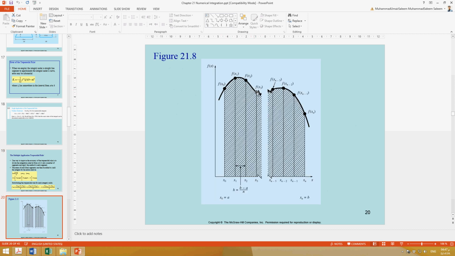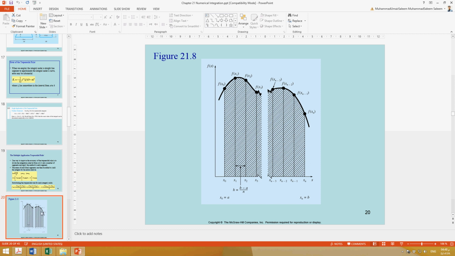We have a function, and we divide that function into different parts, like maybe 3, 4, or 5 parts. For example, if we divide into 3 parts, these parts should be equal, and you can get the interval by b minus a over n, where n is the number of parts. Then at each part you can find the value of the function by putting the corresponding x value. For example, if you put x0, you will get f(x0), as we did in the previous example, and if you put x1, you will get f(x1), and if you put x2, you will get f(x2). So this is the way we find all these points.